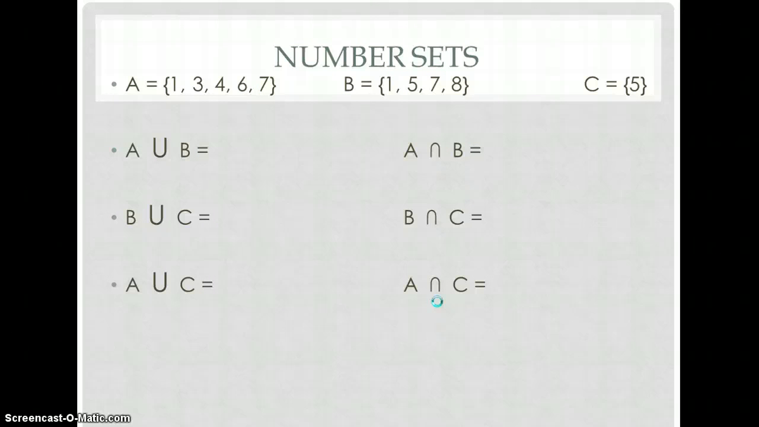Using that knowledge, I'm going to leave you with these sets to complete. We already did A union B and A intersect B. So remember, A union B was 1, 3, 4, 5, 6, 7, 8, and A intersect B was 1 and 7. I'm going to leave you with the rest to do on your own, so you may want to pause the video here.